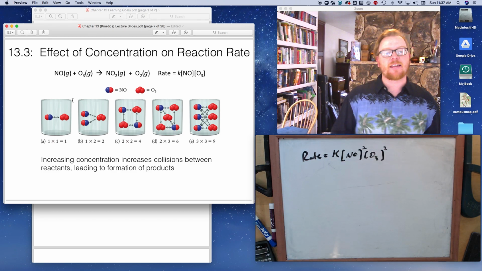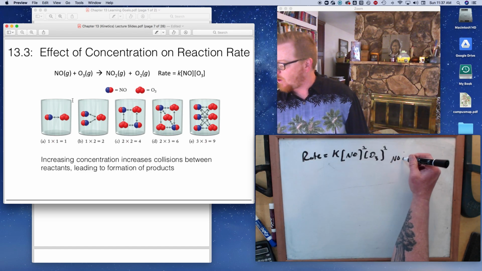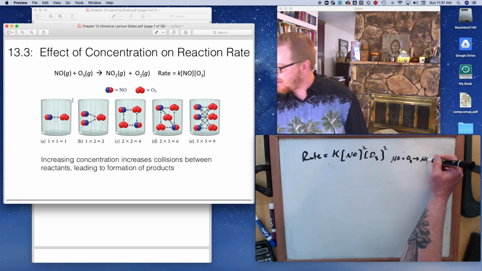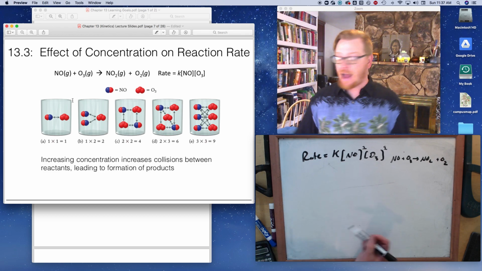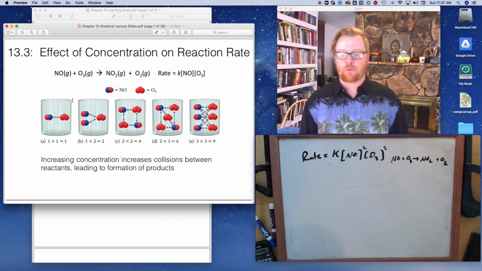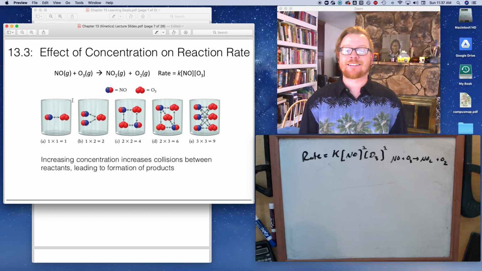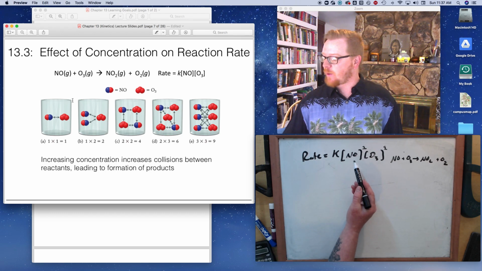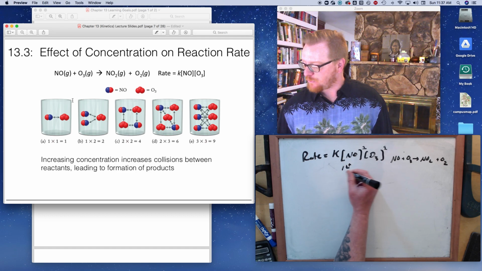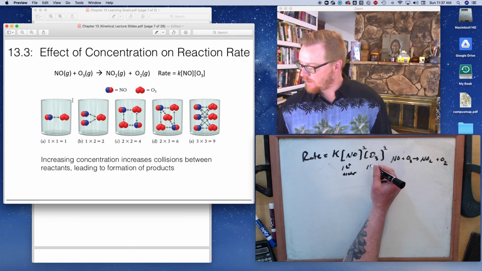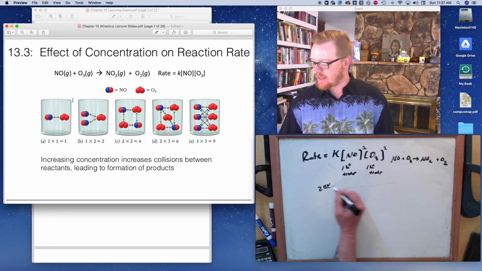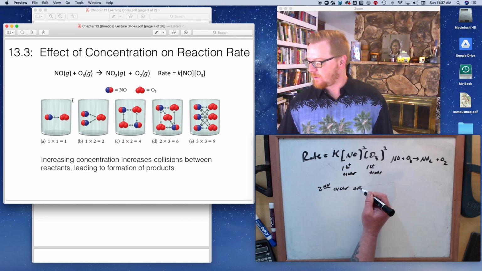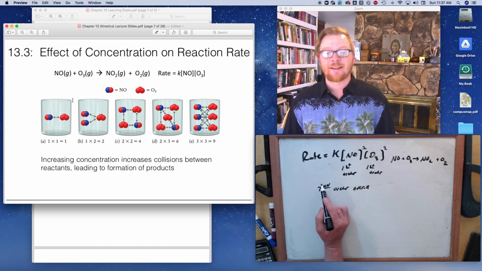I'm going to write that in there and say that in this specific reaction of NO reacting with O3 to make NO2 and O2, someone already did the work for us. Someone already figured out that it's first order in NO and first order in O3. Well, what that means is this reaction is second order overall. So if this is first order in NO and first order in O3, that means it's second order overall because 1 plus 1 is 2.